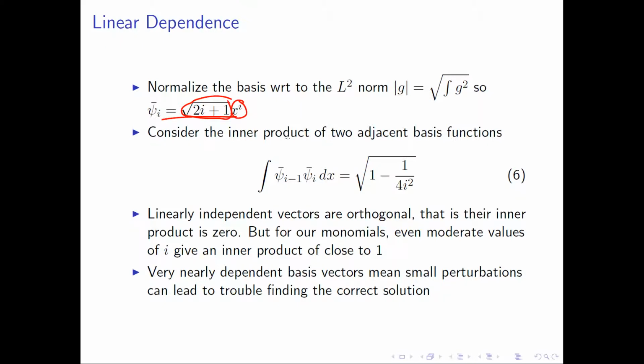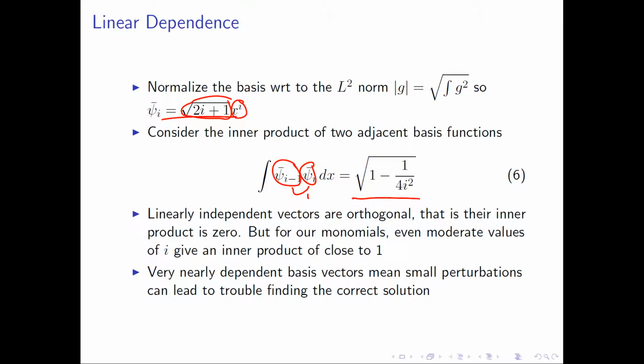So consider the inner product of two adjacent basis functions. So here's one normalized and here's the other normalized monomial basis, and they're only differing by 1 in terms of their order. And we can take the expression we developed here and get the product and then integrate this, and then we get this expression for the inner product. So recall that we just said that the inner product of two functions, if they're orthogonal, should be 0. And recall from linear algebra that linearly independent vectors are specifically orthogonal. So that is, their inner product is 0.